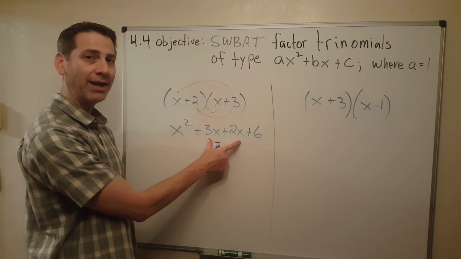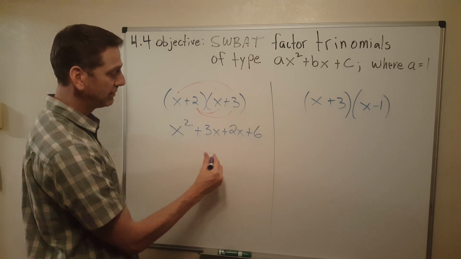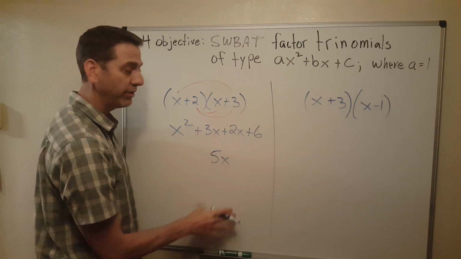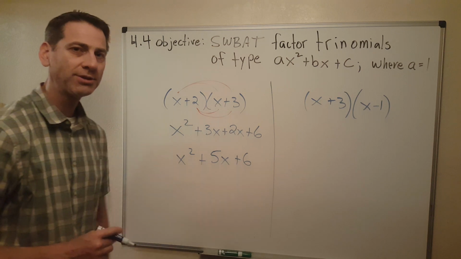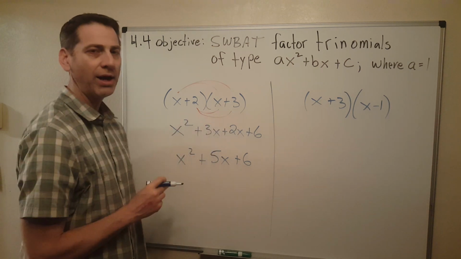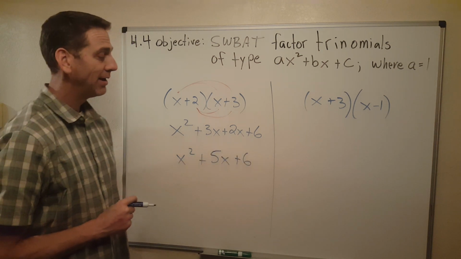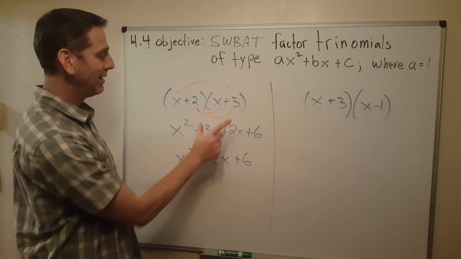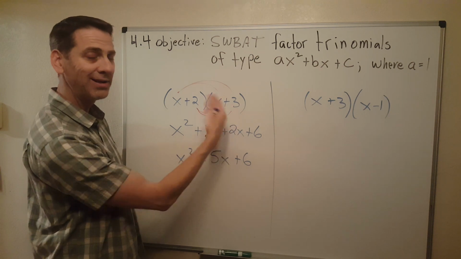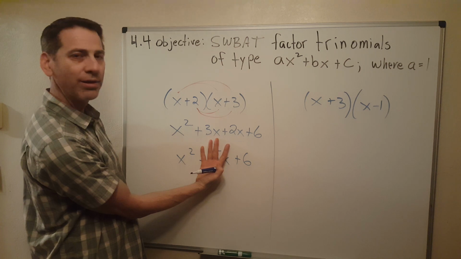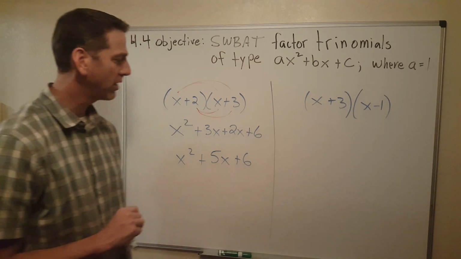All right, so now you'll notice I have some like terms here. So I have 3x plus 2x is equal to 5x, and I just bring everything else down. And that is finished. It's now a trinomial. So whenever I multiply two binomials, I usually will get a trinomial. The one exception is if this was a positive 3x and this was a negative 3x, that middle term would cancel out, and you would just be left with x squared plus 6. That's kind of an exception, a special case.